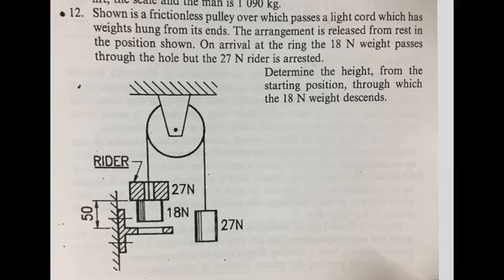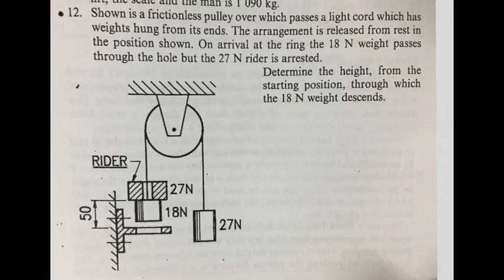Now we're going to finish off this section with number 12, which gives learners quite a problem because of this little bit of complexity of the mechanism. What we have is a frictionless pulley. So this pulley over here rotates without friction. It's also inertialess, by the way, but we don't want to bring that into play just yet. Over which passes a light cord. Light cord simply means we don't have to consider the weight or the mass of the cord, which has weights hung from its end. So there's a weight on either side of this cord.